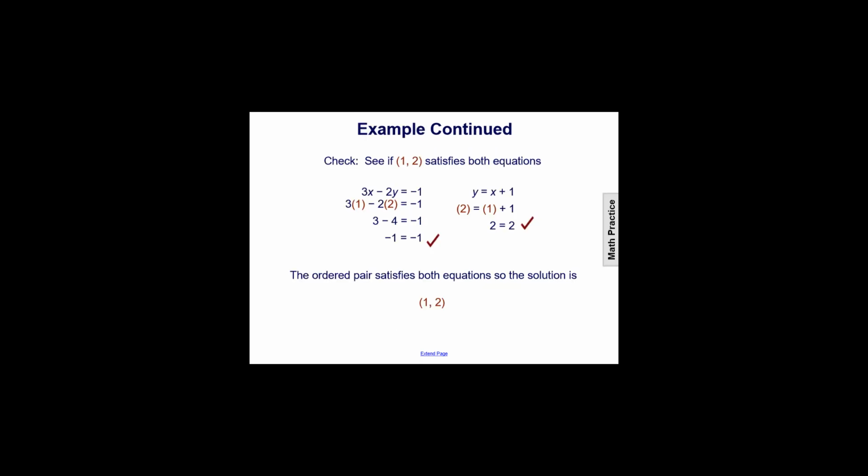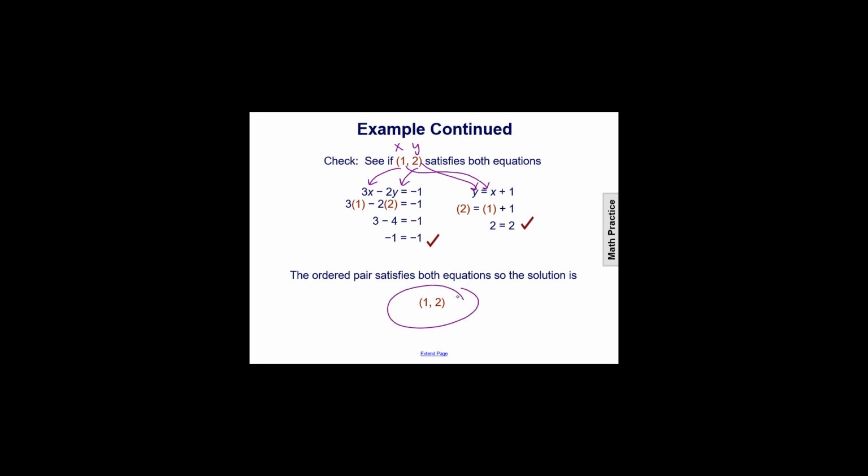Finally, it's good practice to check to see if 1, 2 satisfies both equations. If x equals 1 and y equals 2, you should get true statements if you substitute them into both equations. And as you can see, if you substitute 1 and 2 into the first equation, you get negative 1 equals negative 1, a true statement. If you substitute it into the second equation, you get 2 equals 2, another true statement. So since the ordered pair satisfies both equations, we have our solution to the system.